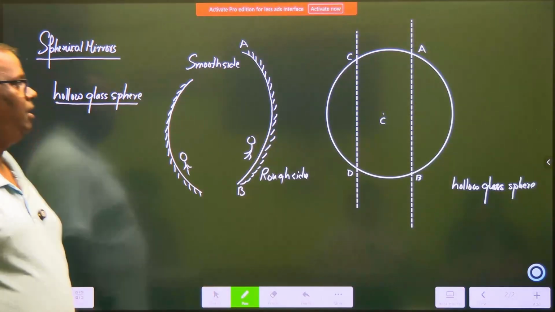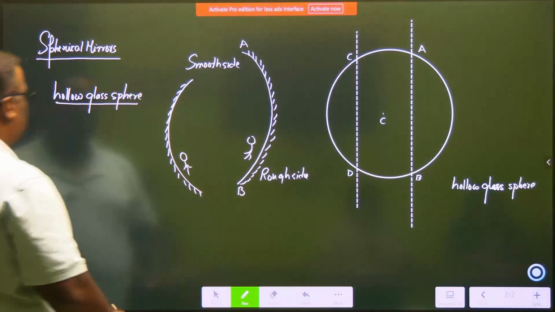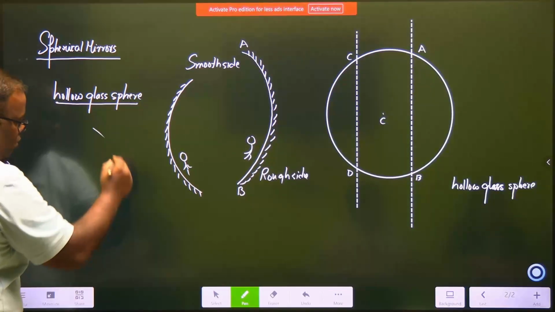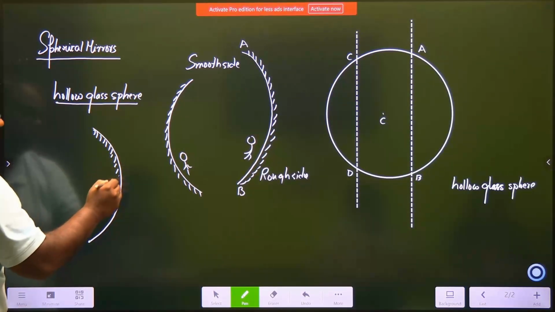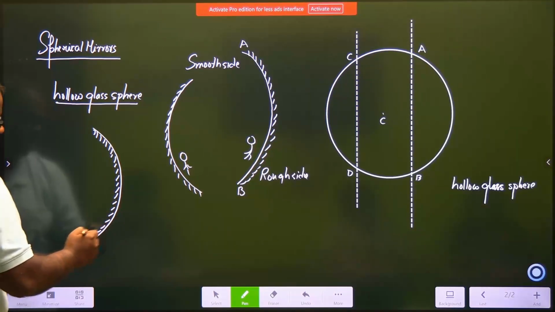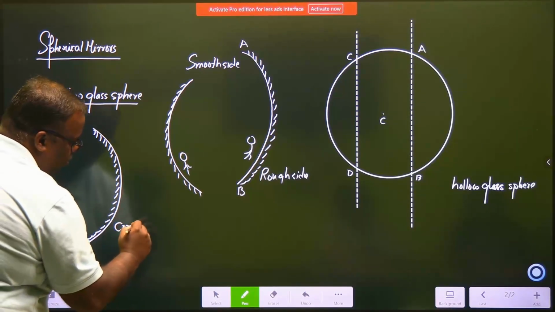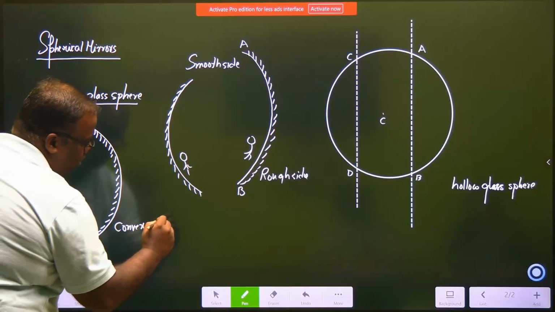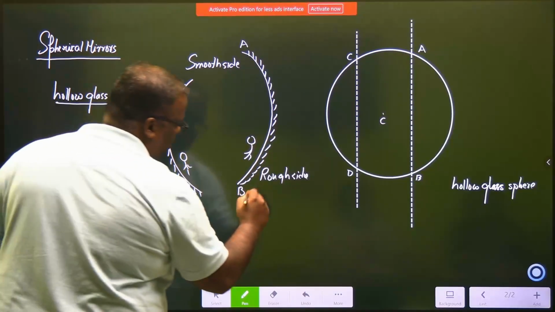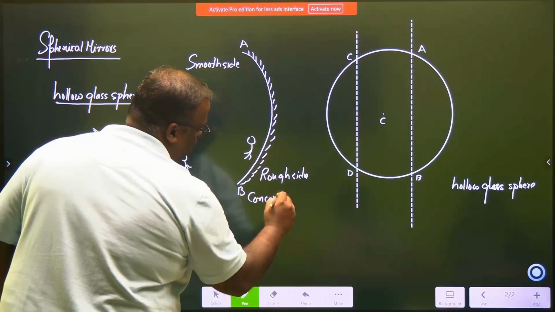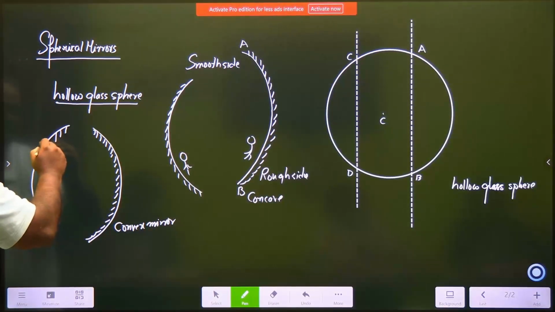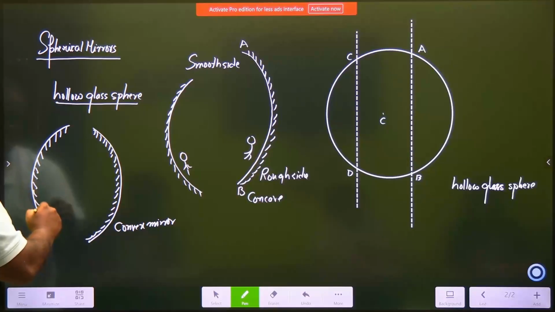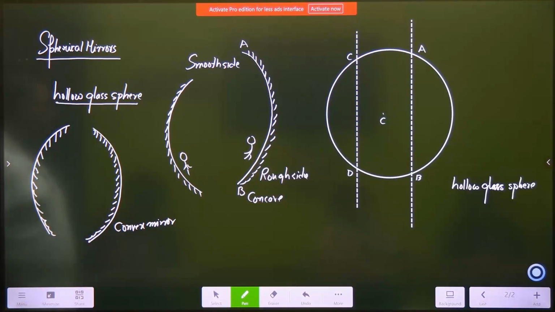Understood? Okay. Similarly, we can also make what is known as a convex mirror. The convex mirror will be in such a manner that the inner side will be rough now and the outer side will be polished. So this is my convex mirror, and this is concave. And you can make it in this orientation also. In this case, we will etch this side. Fine. No issues, children. Concave and convex.